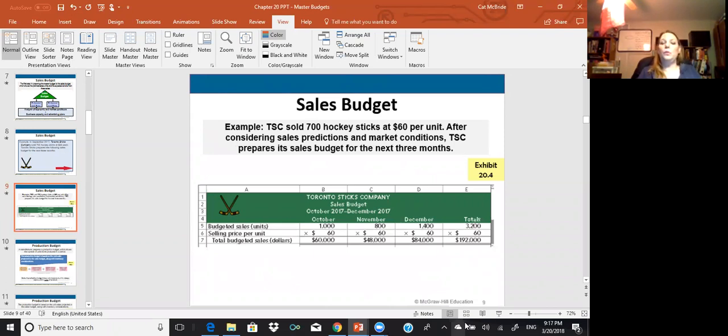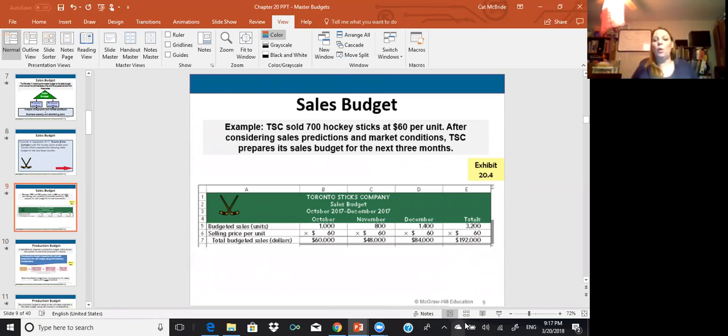But when you look at it by month, you have to take into account that every month isn't going to be the same. So when we do this, the first thing we do is we figure out our budget and sales in units. And we would start with historical data to look at what that might be. Then we take our selling price per unit, and that gives us our total budget for sales for each month. So now we have put dollars to the number of units.